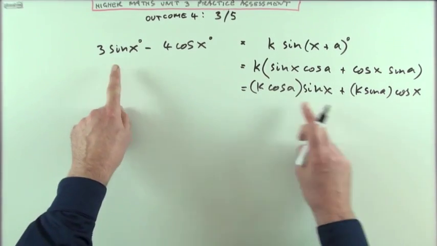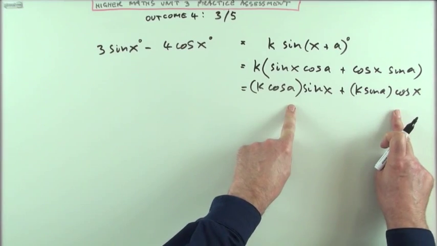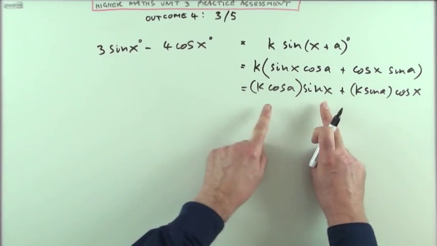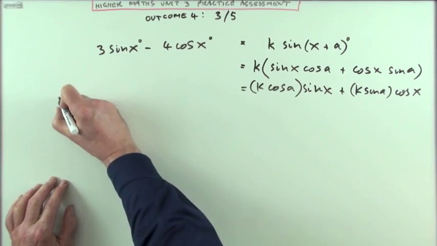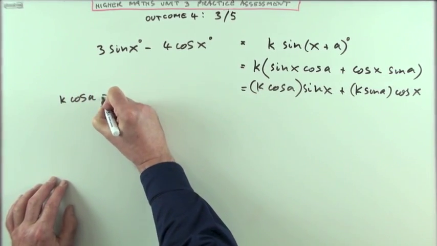Now we can equate the two parts. This is meant to be the same as that, so this number of sine x must be the same as that number of sine x. So that means that k cos A must equal 3. I'll put it down here. K cos A equals 3.